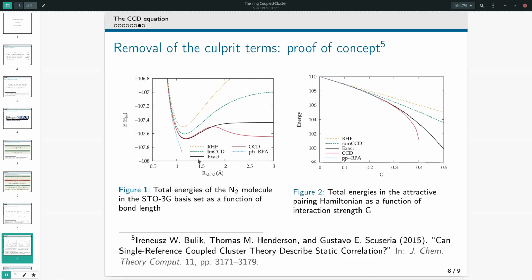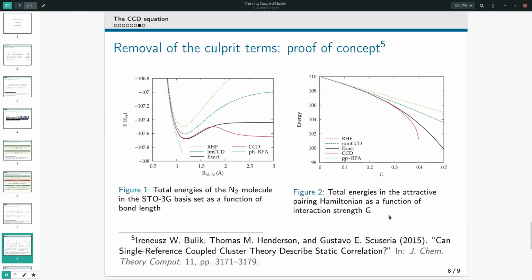But if we remove the ring terms, and we also remove the crossed-ring terms to ensure the symmetry, it's not a really good result, but it's qualitatively correct. So we see that by removing those terms which are linked to the instability of the RPA calculation, we can remove a part of the problem. Of course, it's just a proof of concept. It's not quantitatively usable. The other example is for the pairing Hamiltonian.